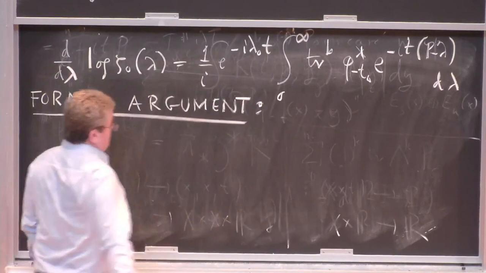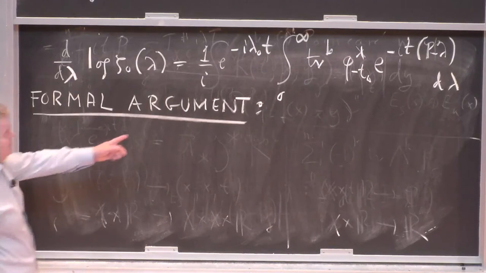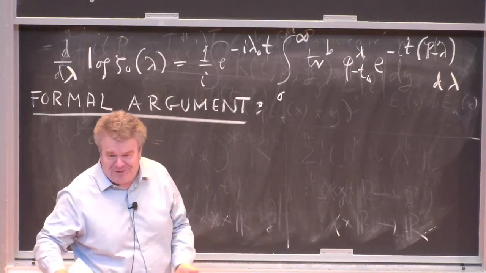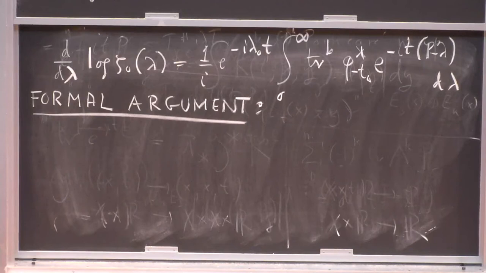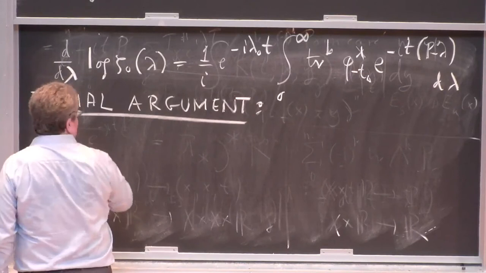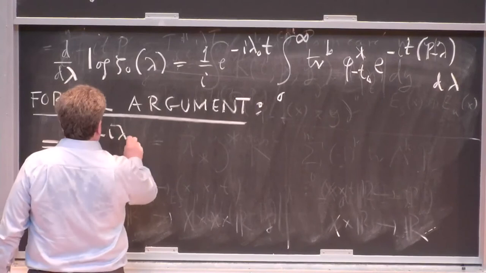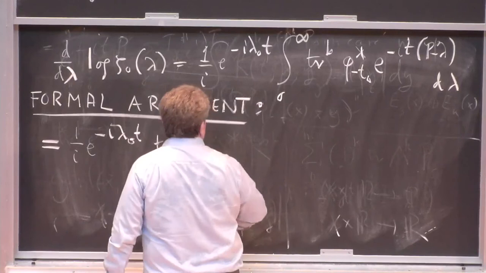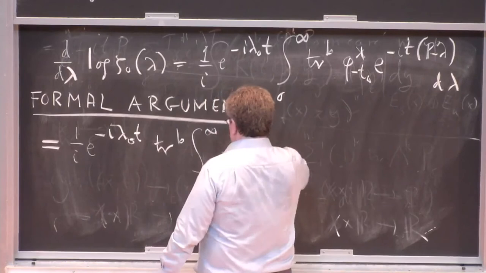Well, the formal argument is to take the trace outside of the integral sign. Of course, that needs justification because, in calculus, a trace involves a limit, and actually some rather nasty limits here because it's some distributional integration and whatnot. But let's just say then this formally is equal to 1 over i e to the minus i lambda t naught, and then I will have the flat trace. This phi t naught star I can also take outside, because that's just a linear transformation.